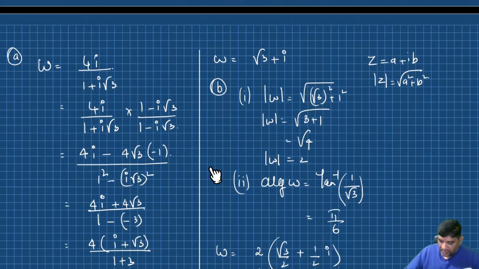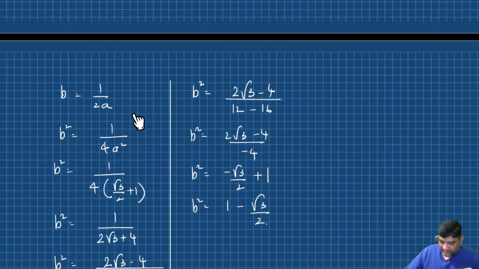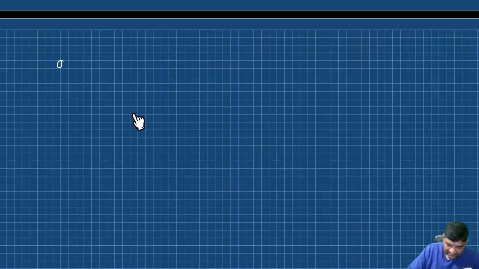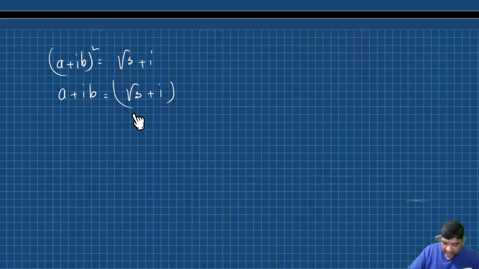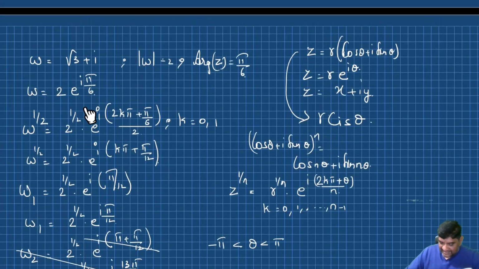So how can I find out tan pi by 12? What I do know is that a plus ib, the whole square, is root 3 plus I, which means a plus ib is root 3 plus I whole to the power of 1 over 2, which basically means that a plus ib is a square root of root 3 plus I. And I've already found the square root of root 3 plus I, right? So I can see that the root has the modulus, and then the argument of pi by 12.